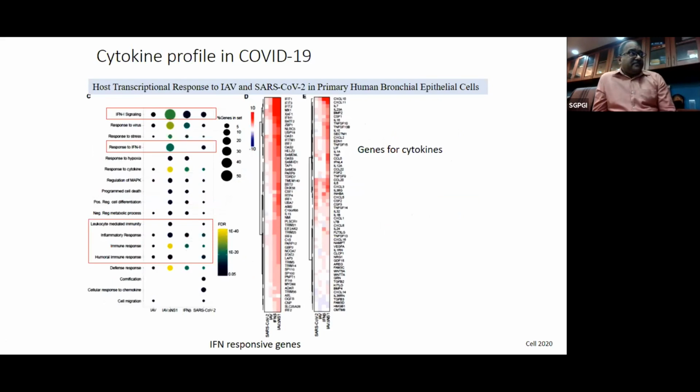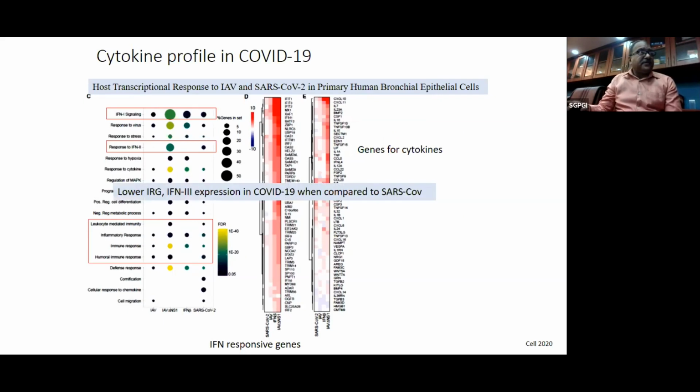And this has been further consolidated by this study, where they infected airway epithelial cells with the virus, that is COVID virus, and also influenza A virus. And then they looked at transcriptomic upregulation of certain genes of inflammatory pathways. And there again, it was clearly shown that there were low interferon regulated genes as well as low type 3 interferon expression when the epithelial cells were infected with COVID virus as compared to influenza A virus.